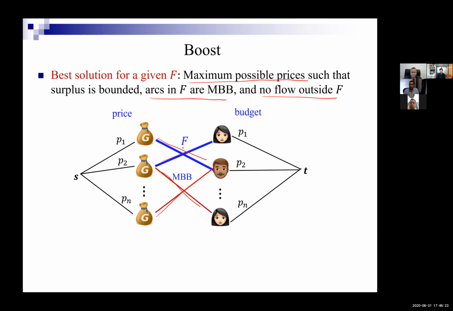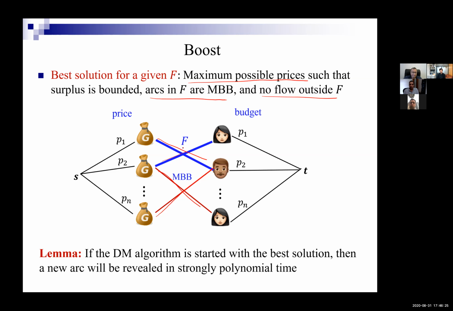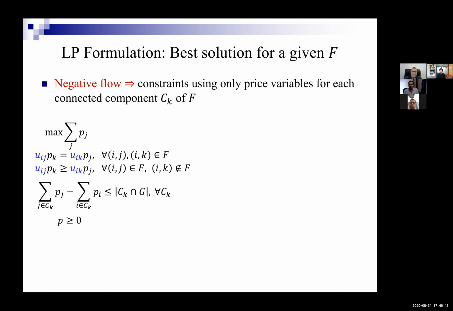This is the problem we want to solve, and we show that if you have such a solution, the best solution for a given F, and you run the DM algorithm starting from this solution, then within a strongly polynomial number of iterations, one more arc will be revealed. So we are almost there, right? We just need to find the best solution for a given F. Then we are done. But the best solution for a given F turns out to be an LP.